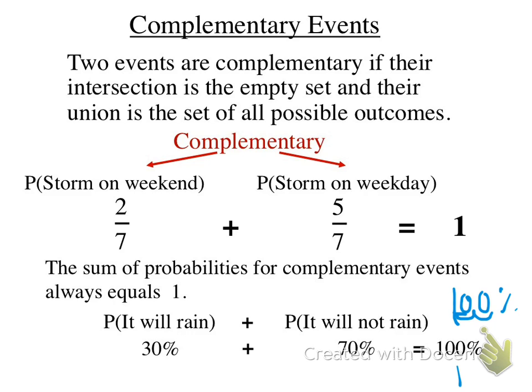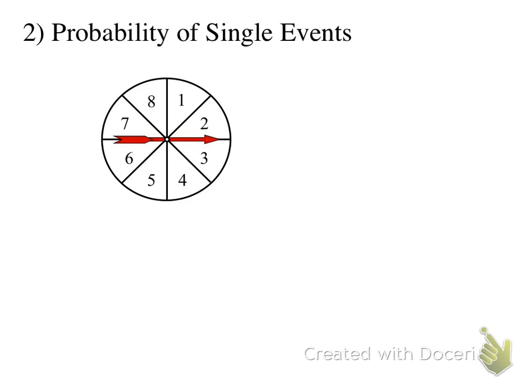George? I get that, but I don't get why. How did you get the 30% and the 70%? I'm just saying, if the newscaster says it's 40% chance of rain, what's the percent of not rain? 60%. And when you add those together, it equals 100% or 1. Complementary events will always add up to 1.